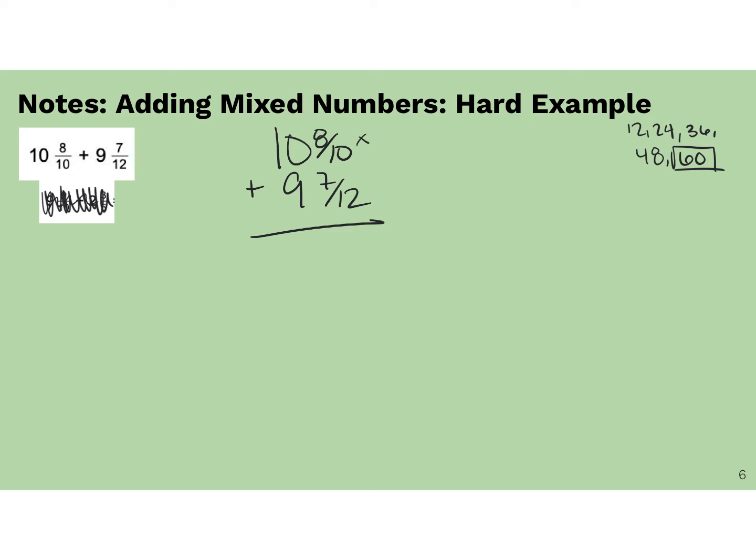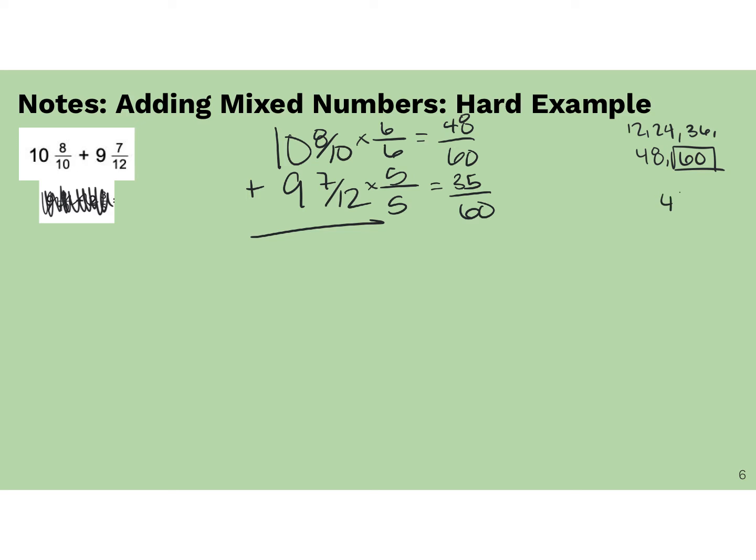So I'm going to set up my multiplication problems with 60 being my new denominator. Nothing's different yet. We know how to do all of this. 10 times 6 is 60. 8 times 6 is 48. 12 times 5 is 60. 7 times 5 is 35. So step 2 says to add your fractions.